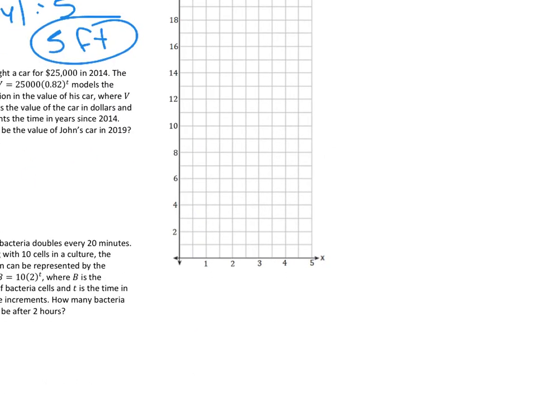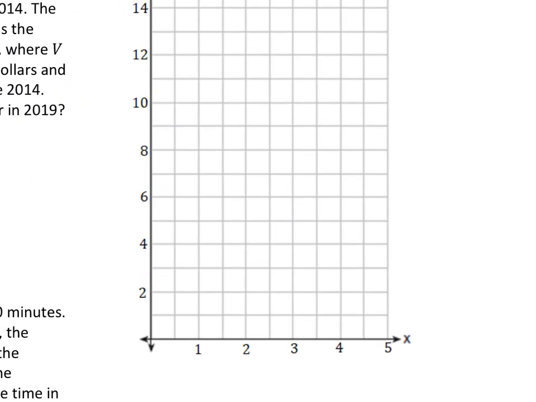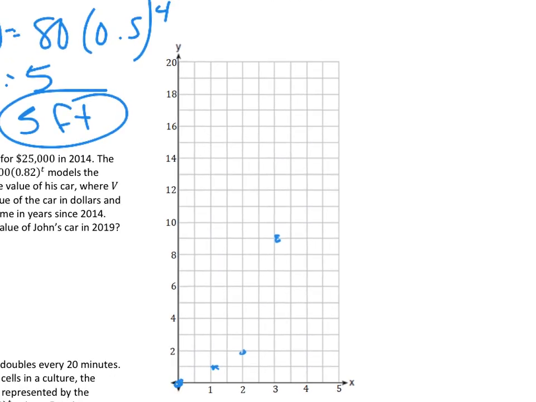So x squared. So if I pick 0, 0 squared is 0. If I pick 1 for my x value, 1 squared is 1. If I pick 2 as my x, 2 squared is 4. If I pick 3, it's 9. If I pick 4, it's 16.